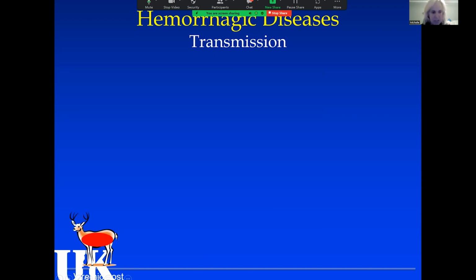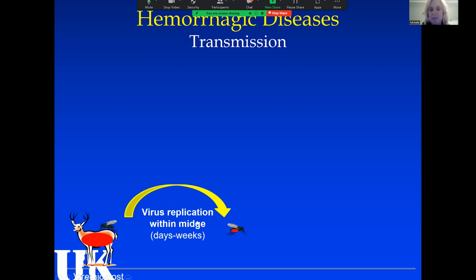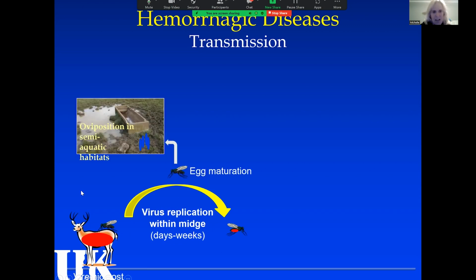So in this illustration, you've got a deer that's infected with the EHD virus. The midge bites the deer, and the virus will then replicate within that midge over a period of time. The eggs mature, and the female will deposit the eggs in environments like this, where it's kind of wet around, a lot of times around a watering trough or places where the animals drink and make it kind of muddy.